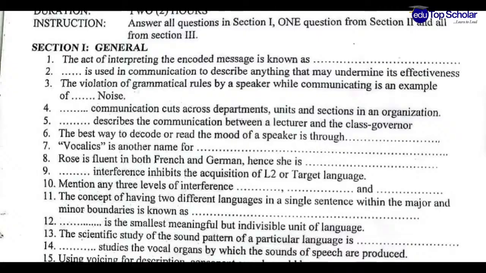Any interference that affects you at the level of meaning is semantic interference. Any that affects you at the level of grammar, the arrangement of words to form meaningful expression, is syntactic interference. Some people call it grammatical interference. Then the last one, phonological interference, is at the level of pronunciation.